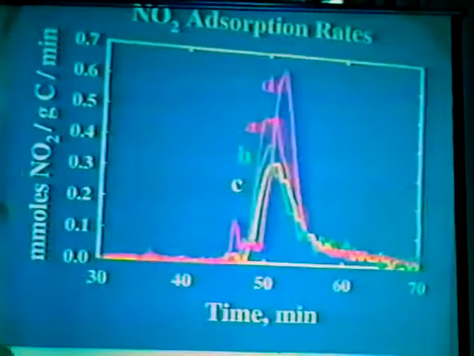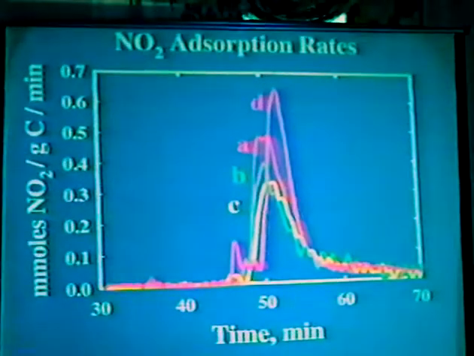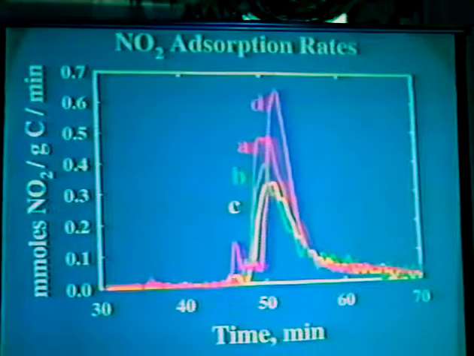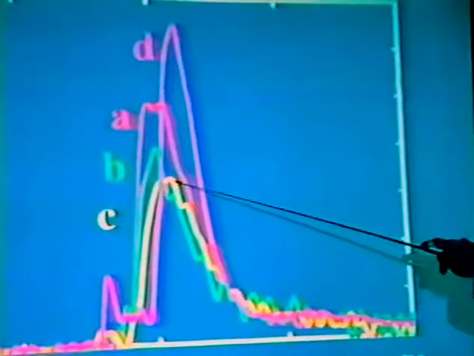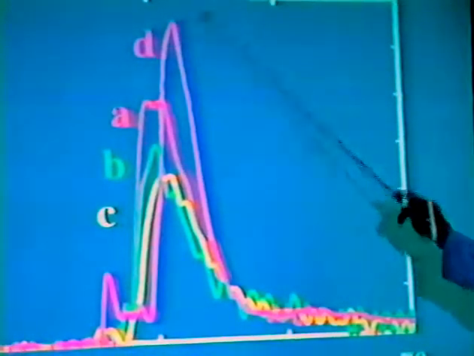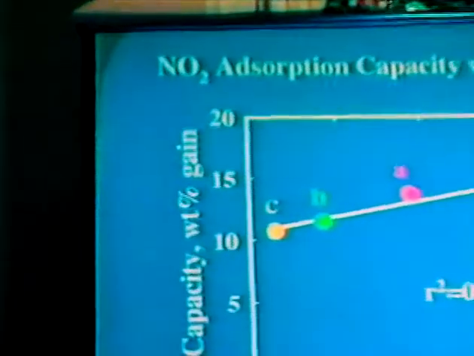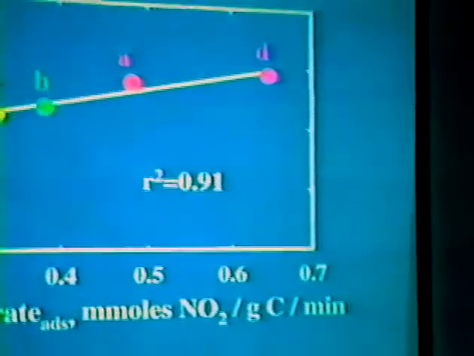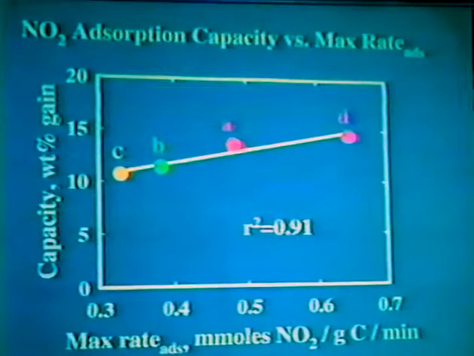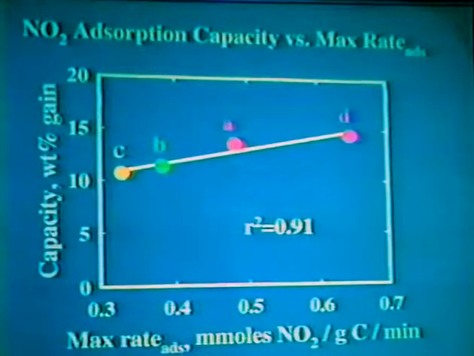Looking at adsorption rates, the adsorption rates also vary twofold, going from 0.33 millimoles of NO2 per gram of carbon per minute to 0.67. We did linear correlations with all these properties. One of the better correlations that we obtained during the study was the correlation between adsorption capacity and the maximum rate of adsorption. You can see here a coefficient of determination of 0.91.